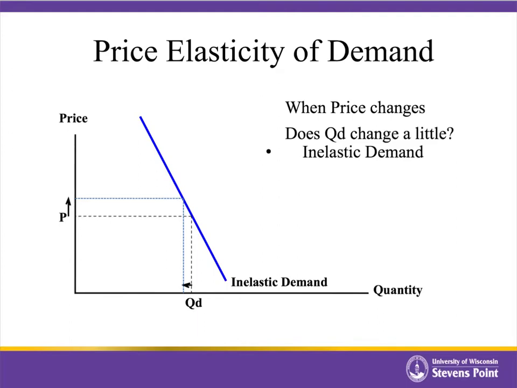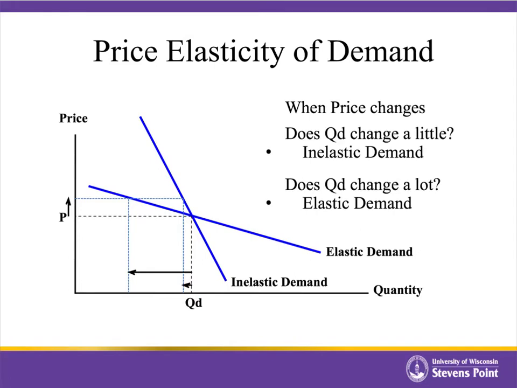So the intuition behind the price elasticity of demand. I've got a demand curve drawn here, and the question is, when the price changes, as we move along that demand curve, does the quantity demanded just change a little bit? And if so, we say that we have inelastic demand. So we can see with this demand curve here, when we move from here to here, here's the change in price that happens, and we have a relatively small change in quantity demanded, and so we would interpret this as being a fairly inelastic demand curve.